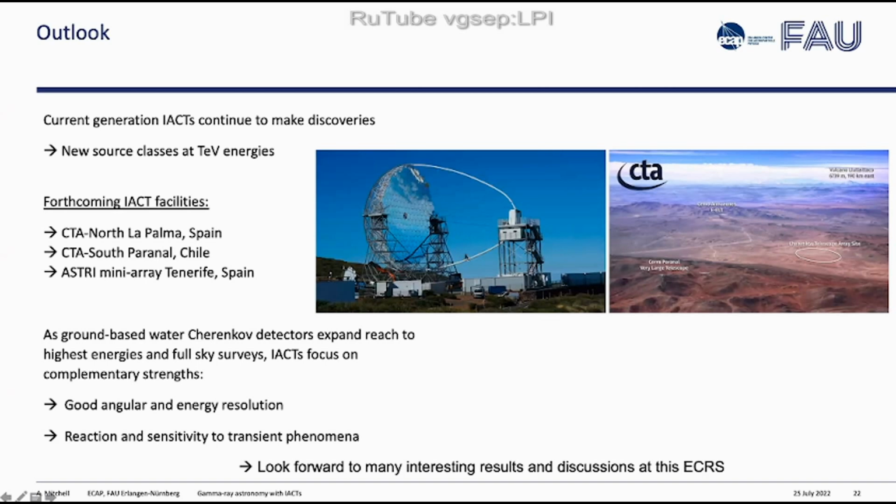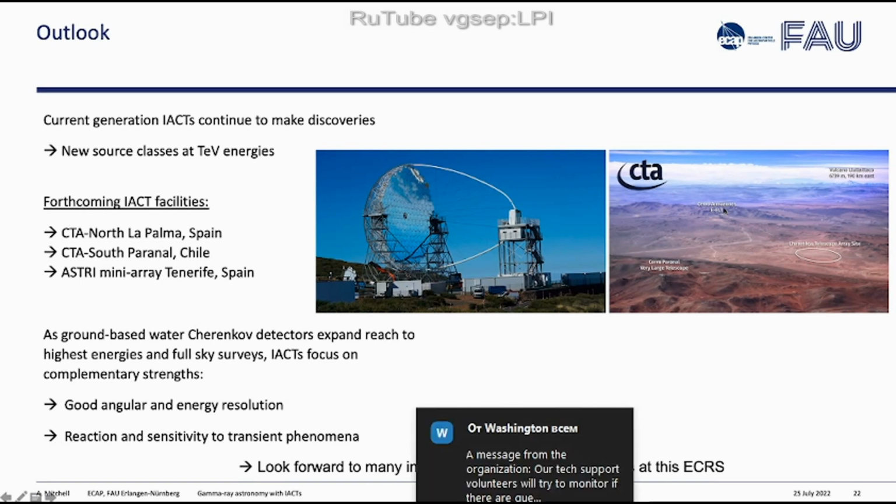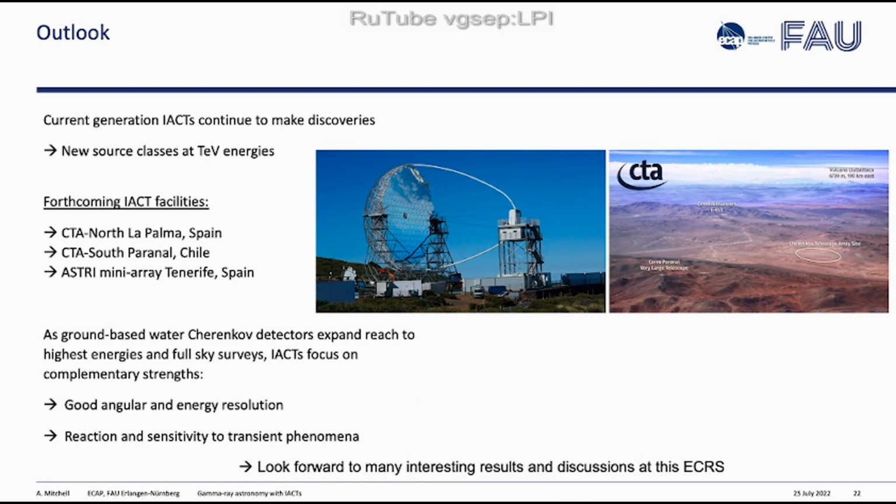We have CTA South in Paranal, Chile. So this is actually located in the valley between Cerro Paranal, which is the mountain with the VLT on top, and Armazones, so really in the valley between the two. And there's also the forthcoming ASTRI Mini-Array in Tenerife. And ground-based water Cherenkov detectors have produced some impressive results in recent years, and they are continuing to really push the field towards the highest energies and full sky surveys.